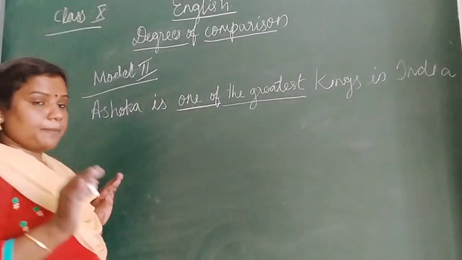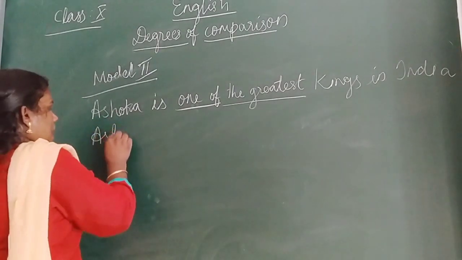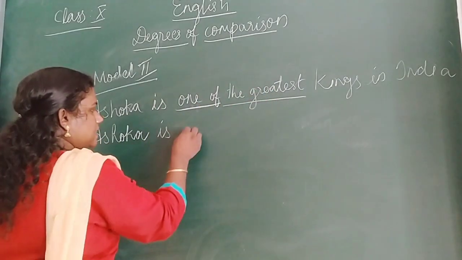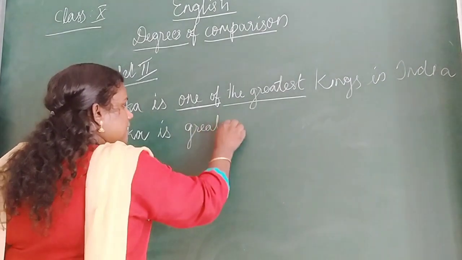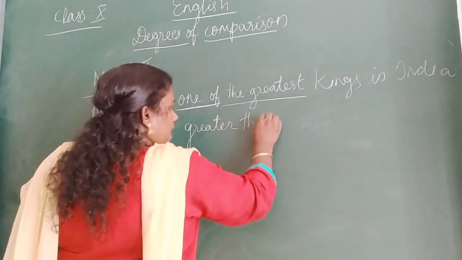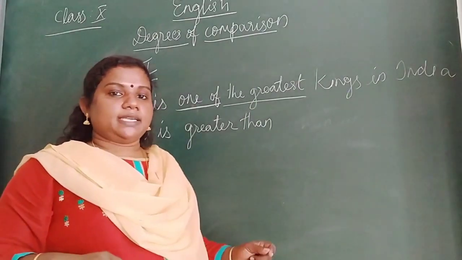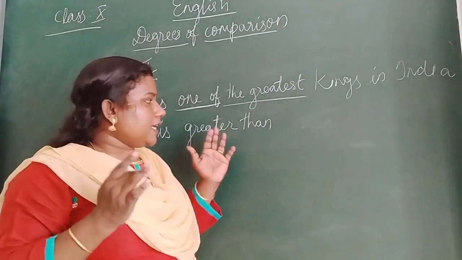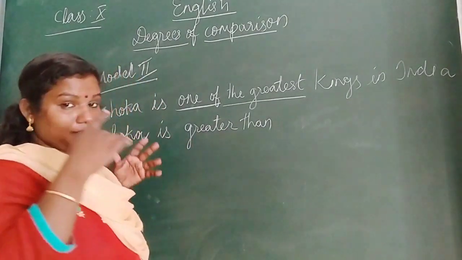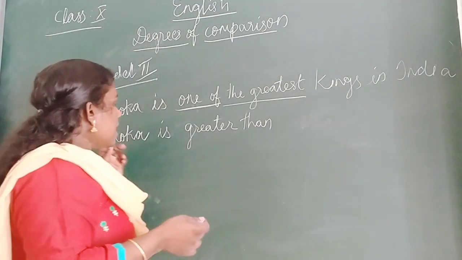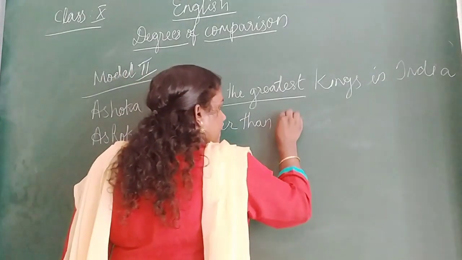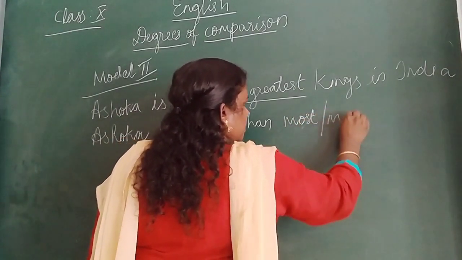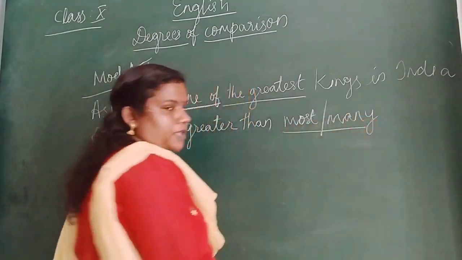How can we write this comparative form? The same way we will start as we did for model 1. Ashoka is the greatest. Comparative form is greater than. In the last model we made greater than any other. Here it means, okay, many great kings are there. So how can we write? Ashoka is greater than many. Okay, most or many we can use, not any. These two terms are very important.